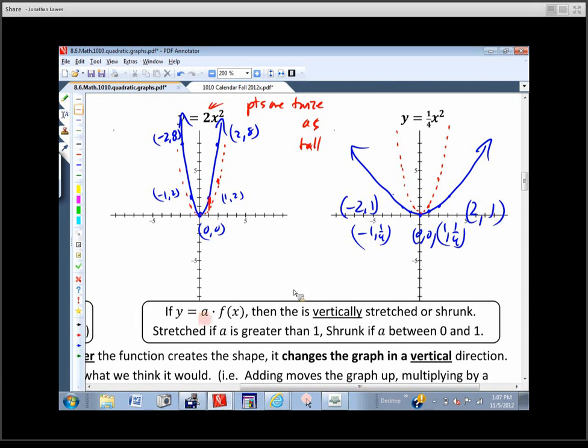So if we put a number in front of our function that makes that shape, again, the f of x that we're talking about is x squared. If we put a number in front there, it either vertically stretches or shrinks the graph. What did this do?